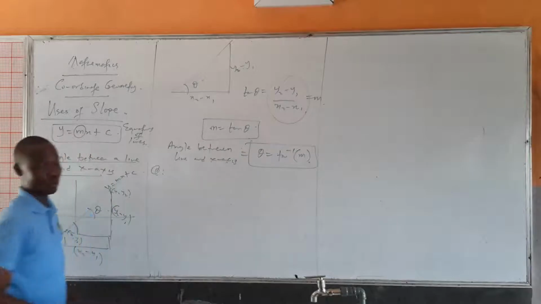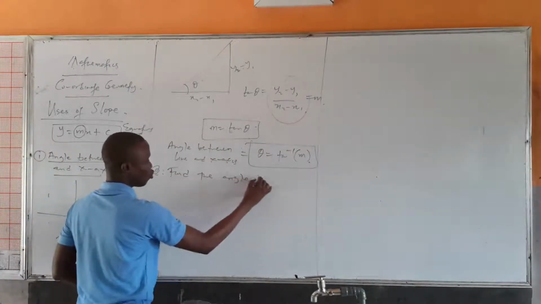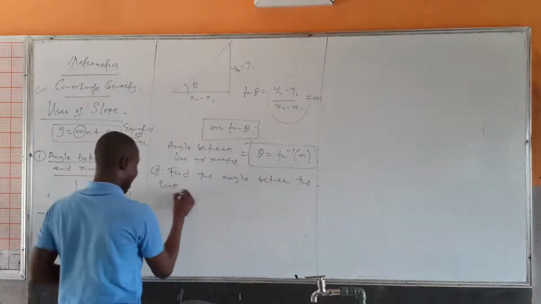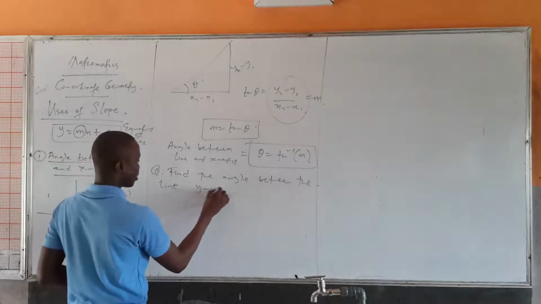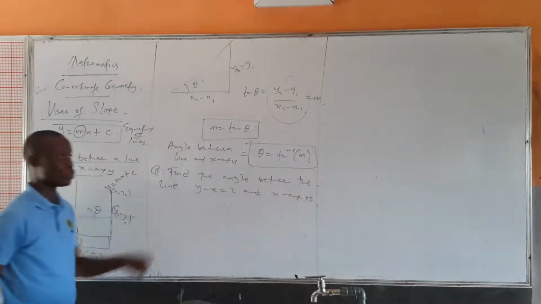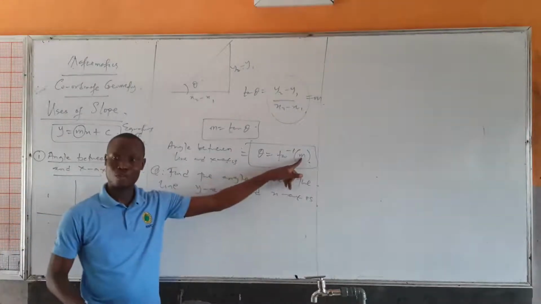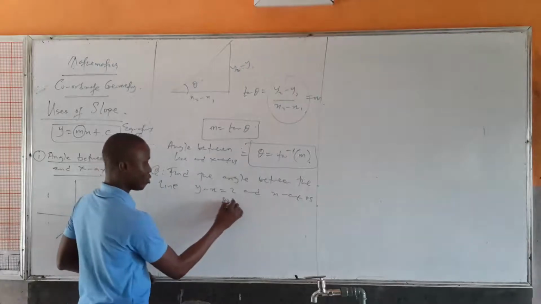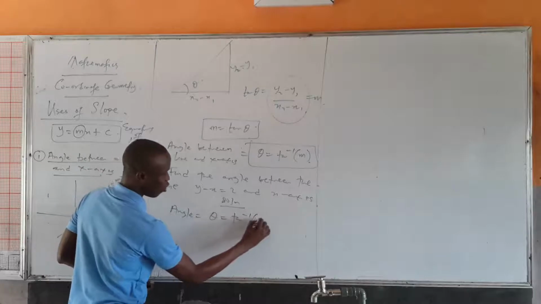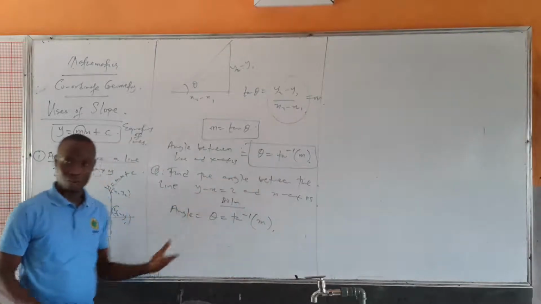Question, for example: find the angle between the line y minus x equal to 2 and the x-axis. So we should find the angle between this line and the x-axis. All we need to do is to get the slope of the line. Remember, the angle which we are looking for, theta, is arctangent of the slope. So all I need to do is to get the slope, and from this equation, I believe we can get the slope.